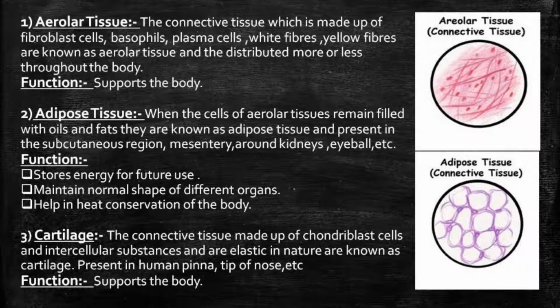Next, we have the cartilage. The connective tissue made up of chondroblast cells and intercellular substances and elastic in nature is known as cartilage. Cartilages are found in the tip of the nose, external ears, trachea, and the bronchial tubes, between vertebrae and at the end of the long bones. The function of cartilage is to support the body.